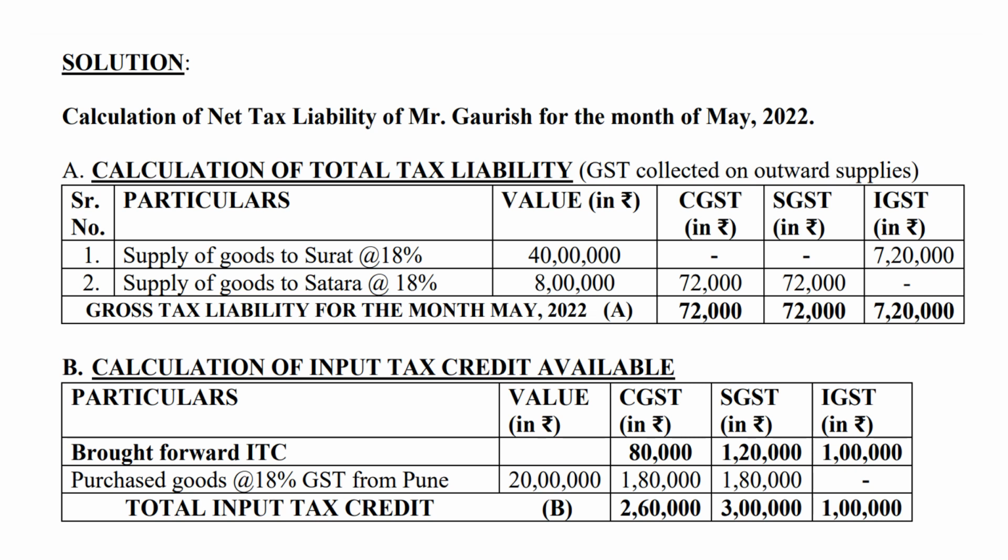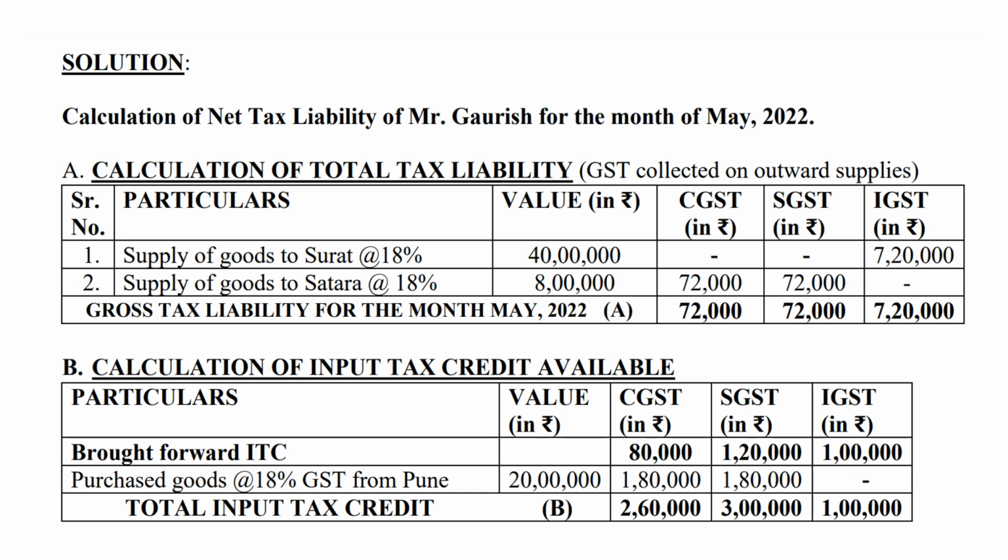Then next one, supply of goods to Satara at the rate of 18%. Satara is in Maharashtra, and Mr. Gaurish is also in Maharashtra. So this is a case of intrastate supply. So this amount will be divided into CGST and SGST. We take 9% because the total 18% has to be divided into CGST and SGST. So it will be 9% on 8 lakh, that is 72,000 in CGST and 72,000 in SGST. When we add this, it is 18%.